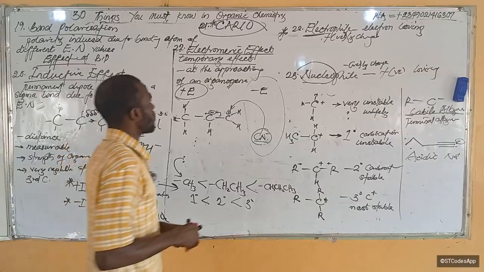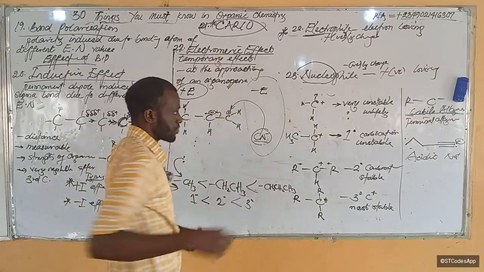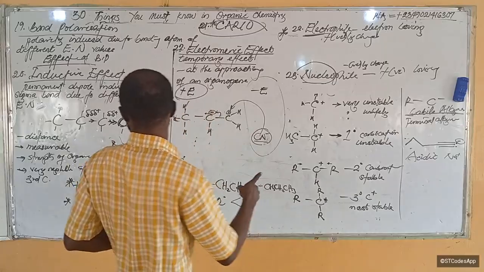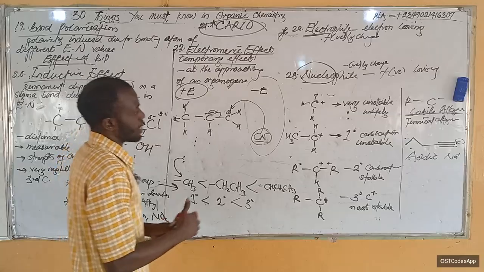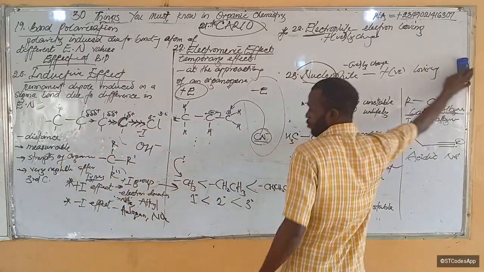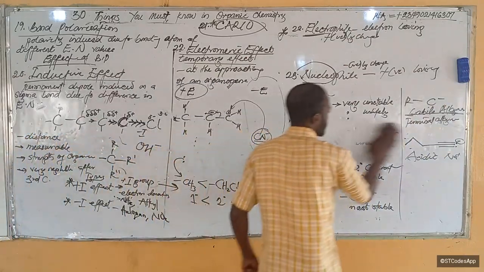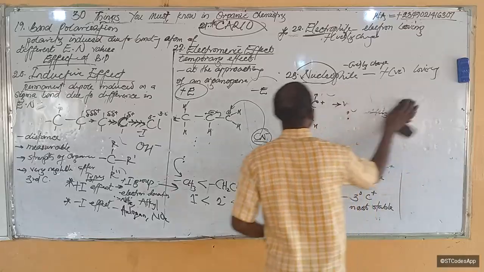So then let's talk about resonance effect. Then we'll now go to carrier. That's number 24. Okay, I will have to redraw this because there is no space again, and I want to show you carbocation stabilization.